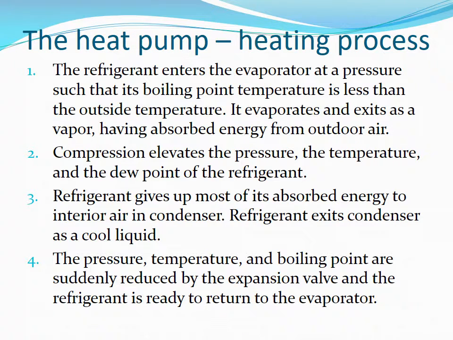The heat pump process being used as a heater goes as follows. The refrigerant enters the evaporator at a pressure such that its boiling point temperature is less than the outside temperature. It evaporates and exits as a vapor, having absorbed energy from outdoor air. Compression elevates the pressure, the temperature, and the dew point of the refrigerant. The refrigerant gives up most of its absorbed energy to the interior air in a condenser. Refrigerant exits the condenser as a cool liquid. The pressure, temperature, and boiling point are suddenly reduced by the expansion valve, and the refrigerant is ready to return to the evaporator.